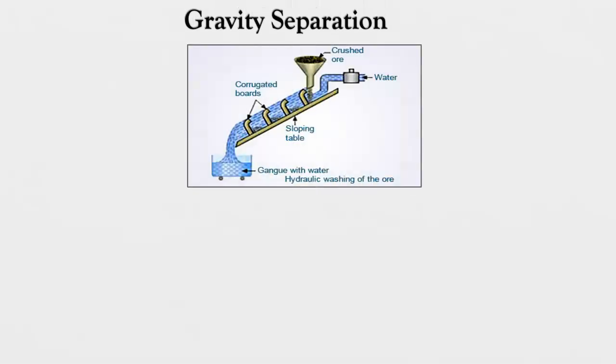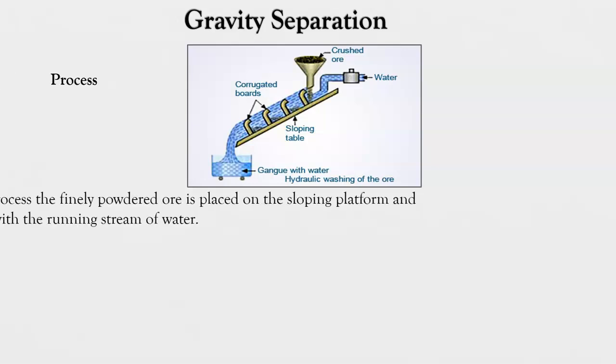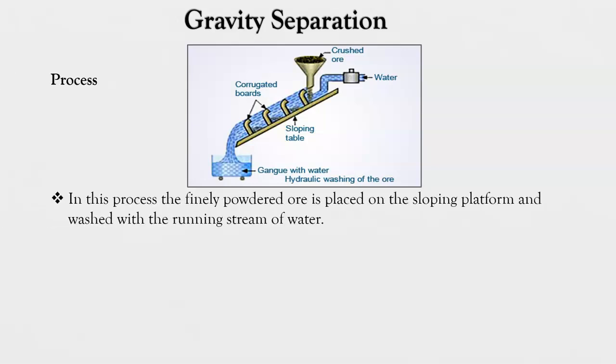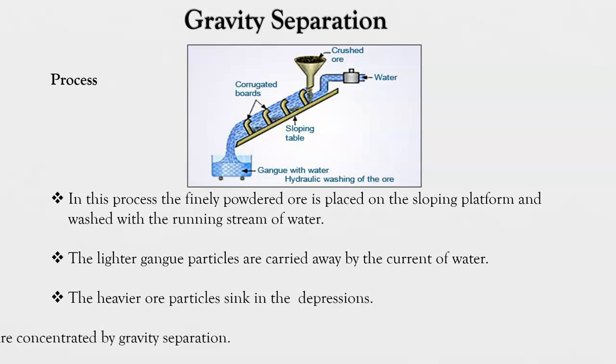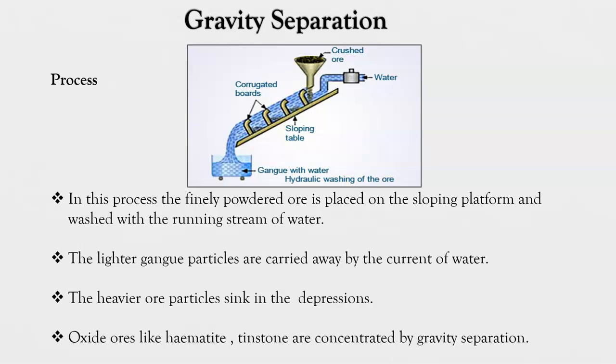Let us understand the process of gravity separation. In this process, the finely powdered ore is placed on the sloping platform and washed with the running stream of water. The lighter gangue particles are carried away by the current of water, while the heavier ore particles sink in the depressions. Oxide ores like hematite, tinstone, etc. are concentrated by gravity separation.